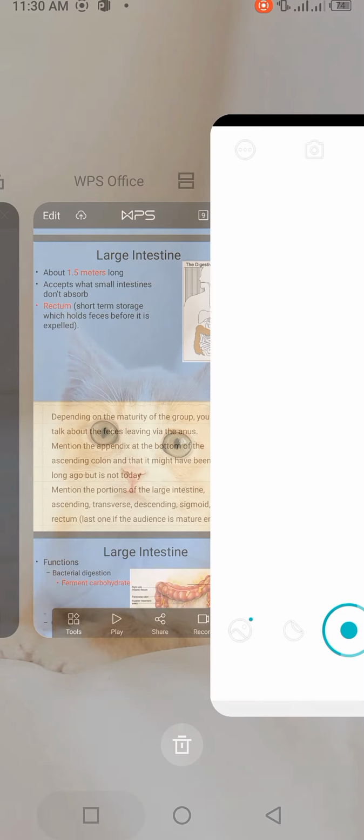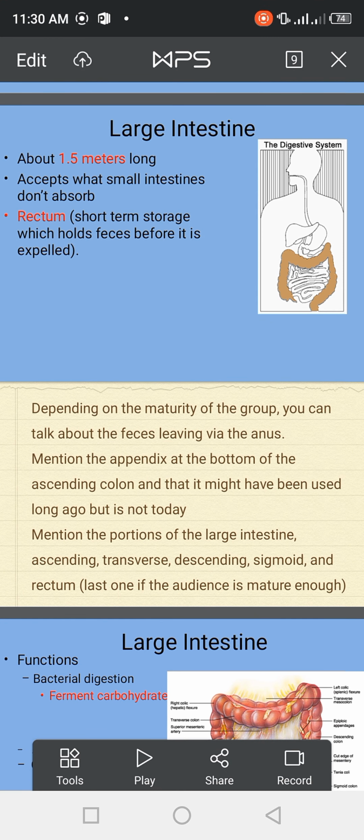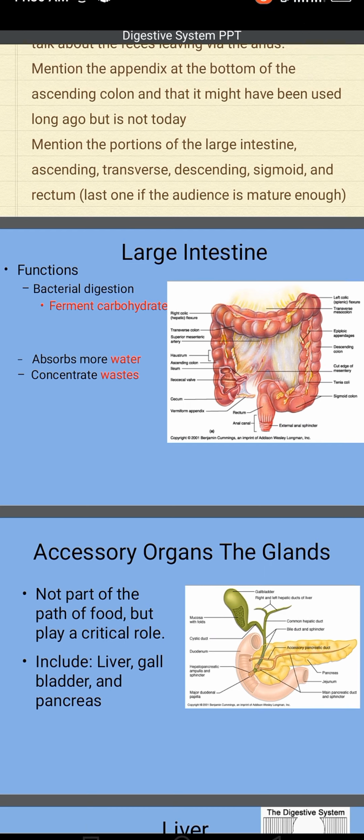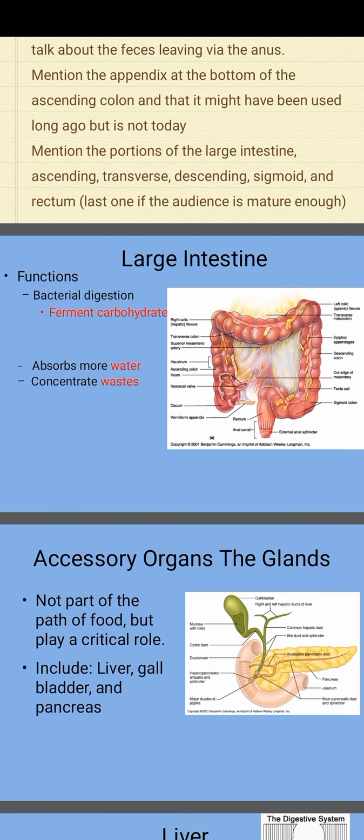Anyway, let's come back. Next, function of the large intestine. You can see in slide number 11. Function of the large intestine: bacterial digestion, ferment carbohydrates, absorb more water, concentrate, gases. So these are some functions.